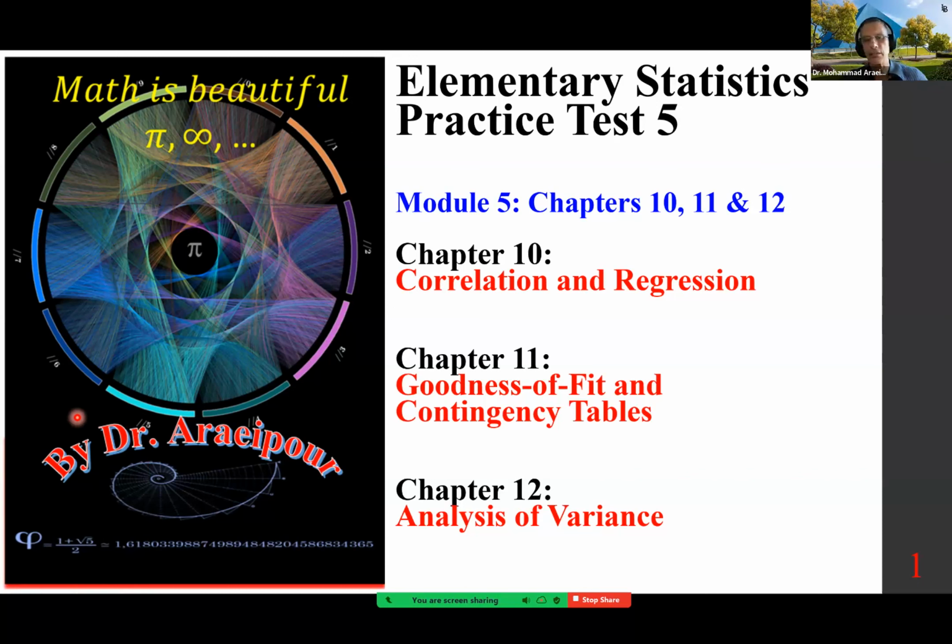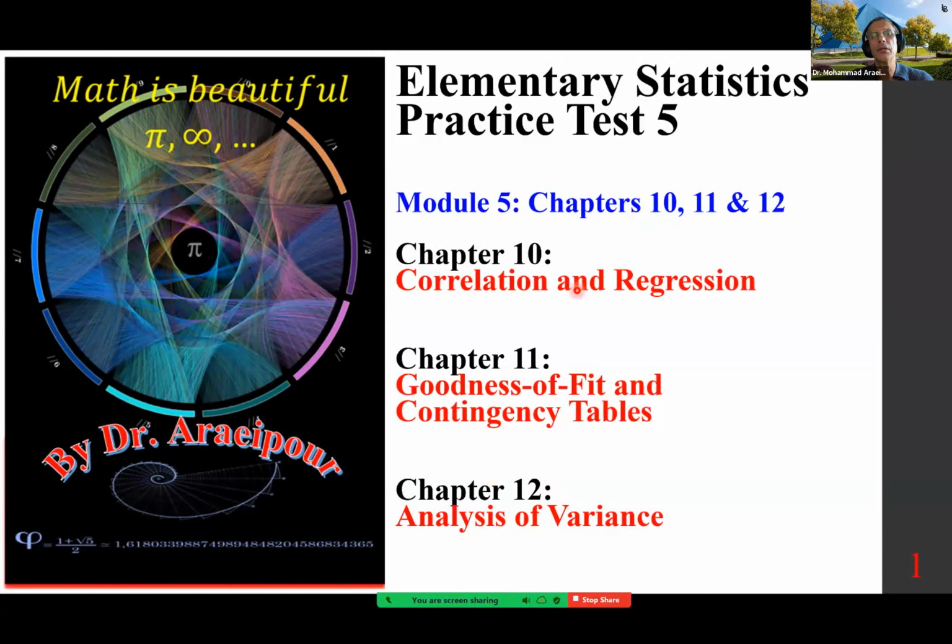Good morning, class. We are looking at the last module, Module 5, covering chapters 10, 11, and 12. Chapter 10, Correlation and Regression. Chapter 11, Goodness of Fit and Contingency Tables. And Chapter 12, Analysis of Variance.